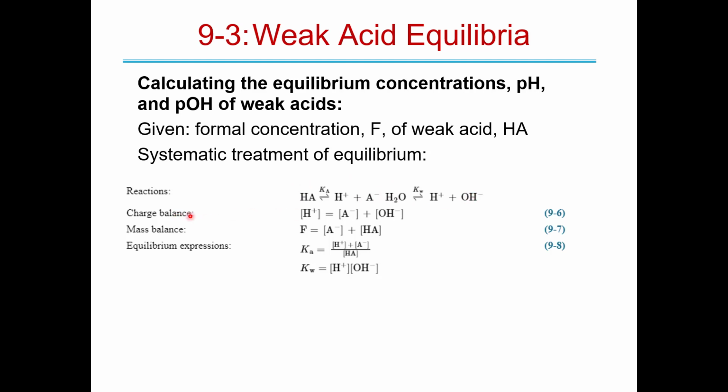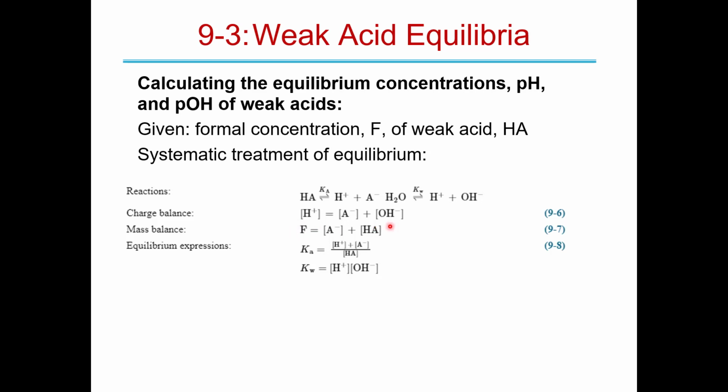Then we're going to write down our charge balance. So the only positively charged thing that we have here is hydronium. Negative charges are our conjugate base, A-, and hydroxides. There's charge balance. So mass balance, F. So the formal concentration of our HA can go two places. One, it can be the conjugate base, but it can also exist in undissociated acid. So when we add these two molarities together at equilibrium, they should equal our formal concentration. So there's our mass balance expression.